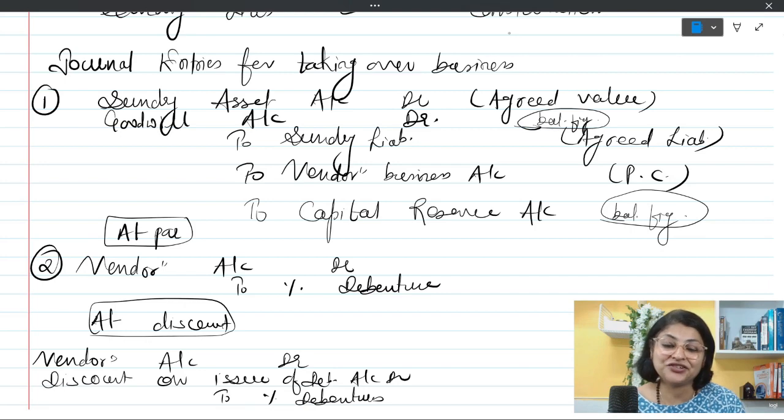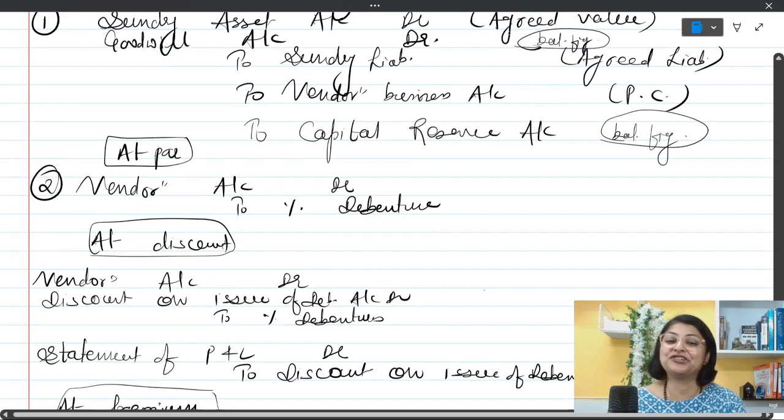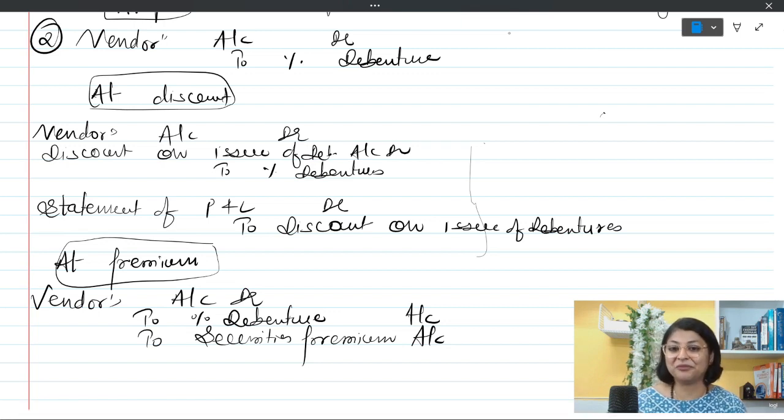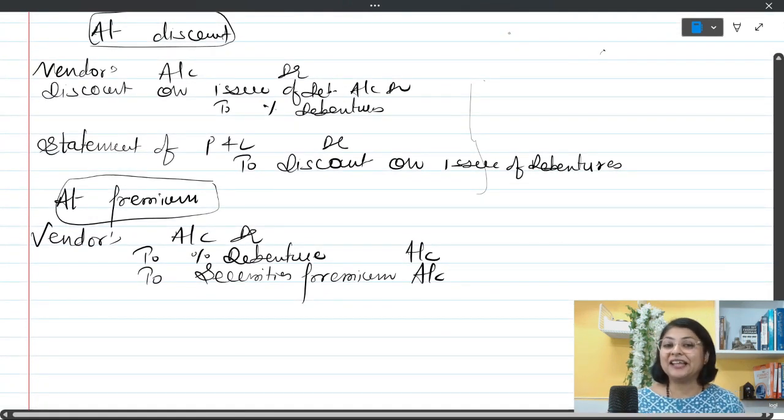Then the next entry is issue of debenture at par. So we will write vendors account debit to percentage debenture. If we are issuing the debentures at discount, then the entry is going to be vendors account debit, discount on issue of debenture account debit to percentage debenture. If the debentures are issued at premium, then vendors account debit to percentage debenture to securities premium. That's all. So we have understood this well, students.